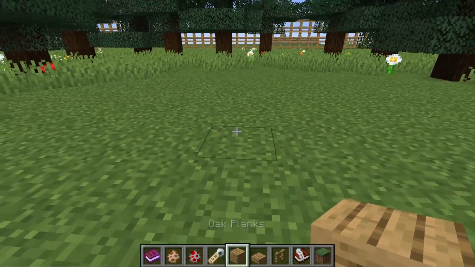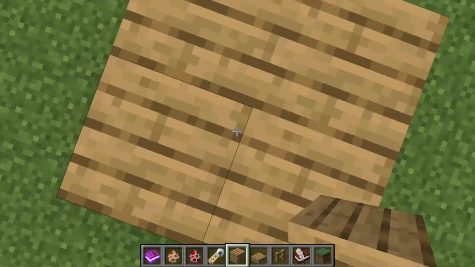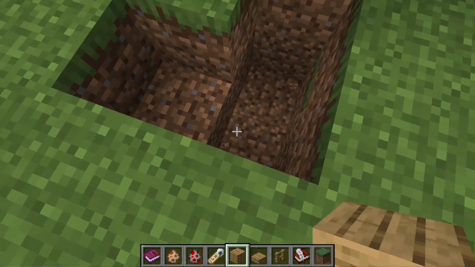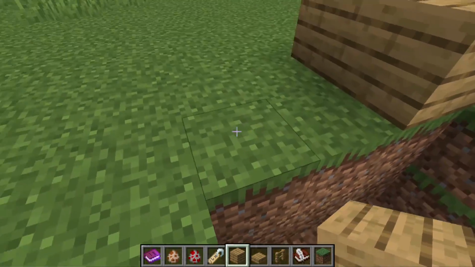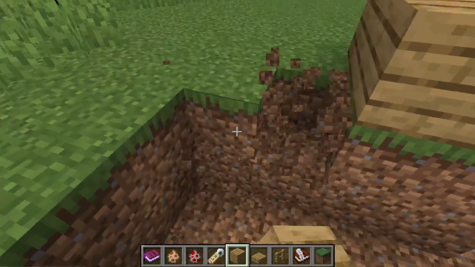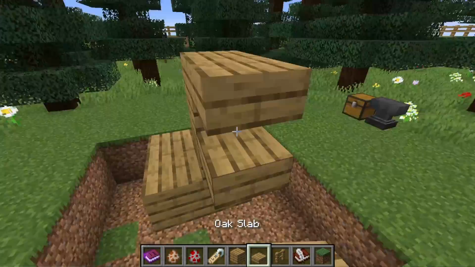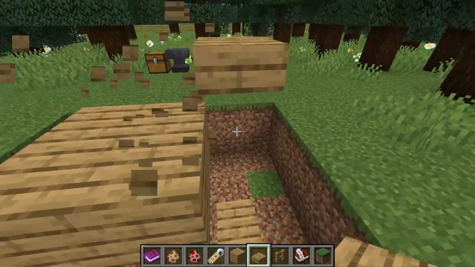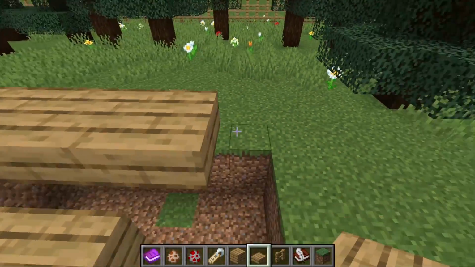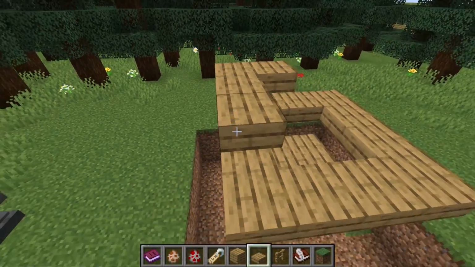Now it's time for the trap. First you'll need to make 4 blocks like this, and then go out by 2, and then down by 2, and just do that all the way around the 4 blocks. Next, you go up by 2, make 2 slabs, break those 2 blocks, and then surround the platform with the slabs.